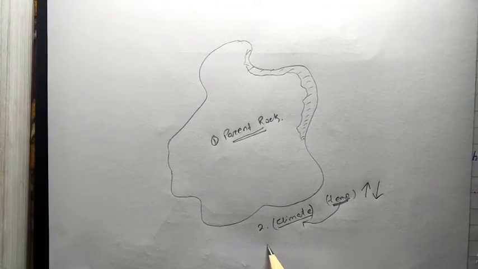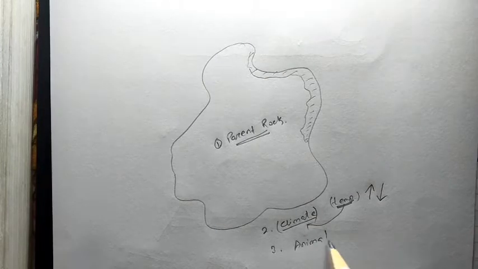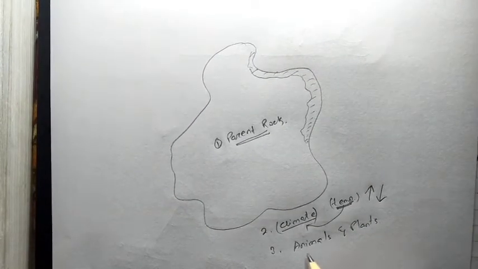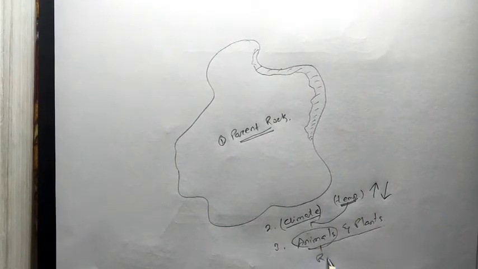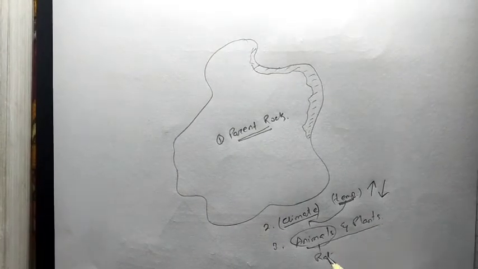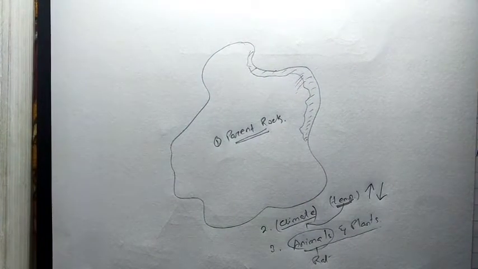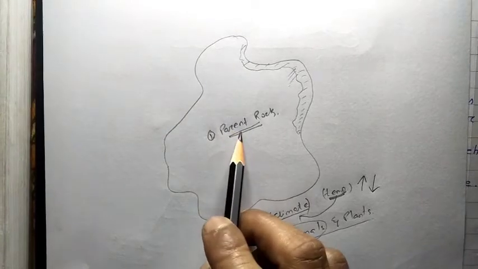The third factor which I told you is animals and plants. Some burrowing animals like rat, rabbit also dig the soil, or sometimes dig the rock itself. The softer parts of the rock are dug out by these animals, and thus they also help in breaking up of the parent rock.